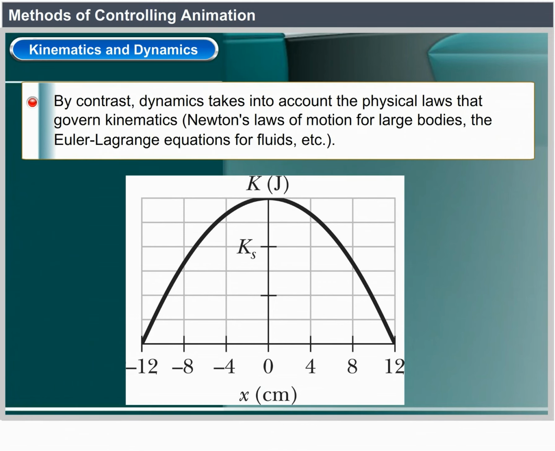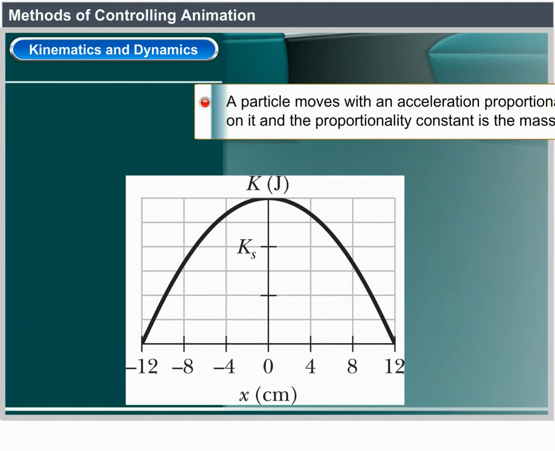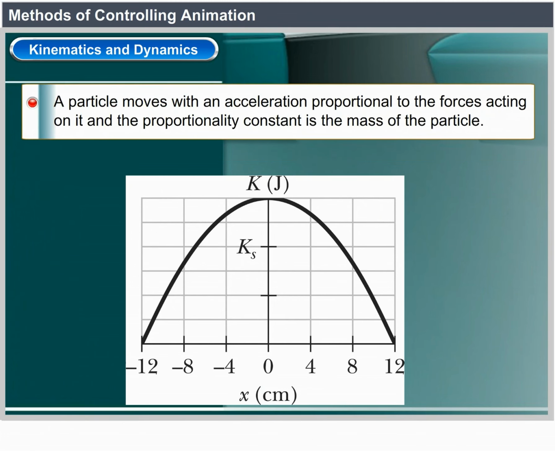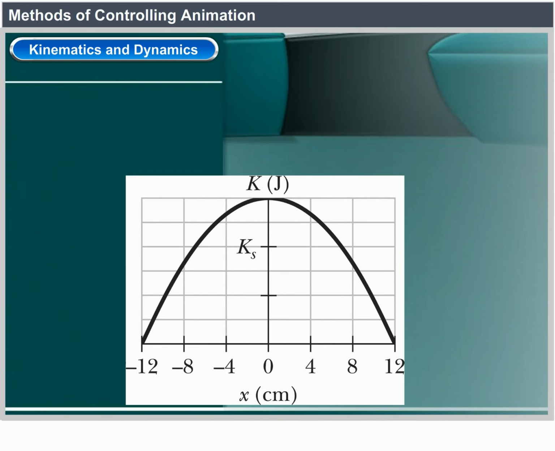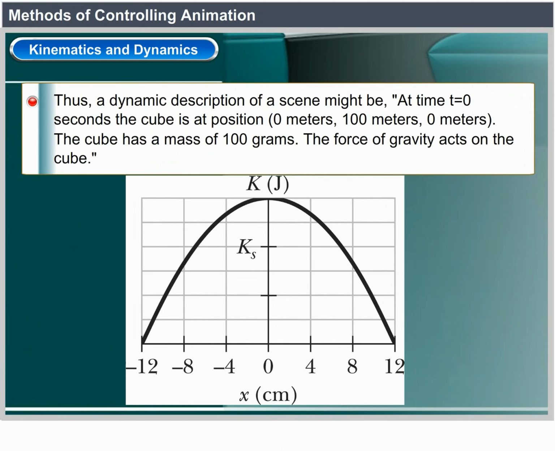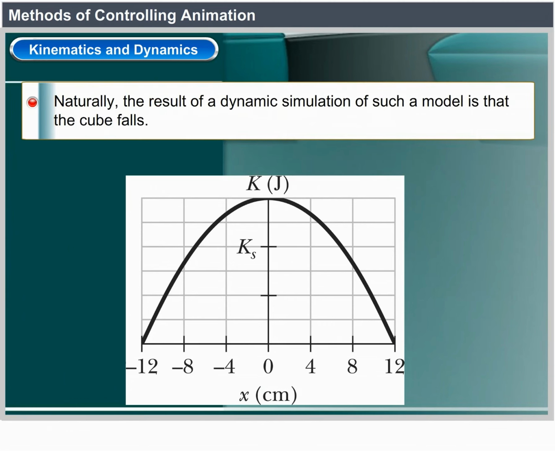By contrast, dynamics takes into account the physical laws that govern kinematics, Newton's laws of motion for large bodies, the Euler-Lagrange equations for fluids, etc. A particle moves with an acceleration proportional to the forces acting on it, and the proportionality constant is the mass of the particle. Thus, a dynamic description of a scene might be: at time t equals 0 seconds, the cube is at a position 0 meters, 100 meters, 0 meters. The cube has a mass of 100 grams. The force of gravity acts on the cube. Naturally, the result of a dynamic simulation of such a model is that the cube falls.